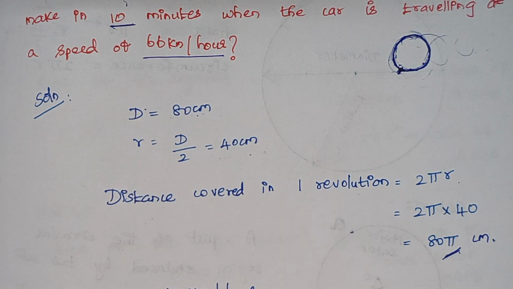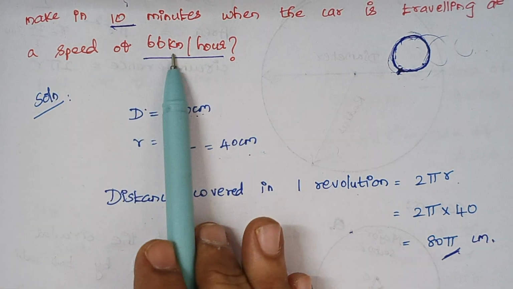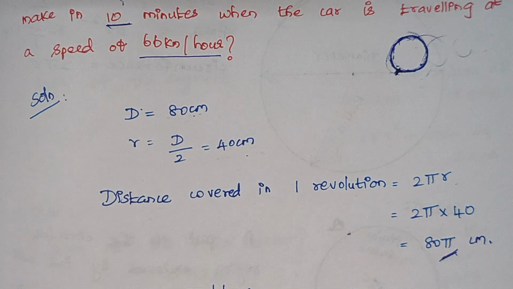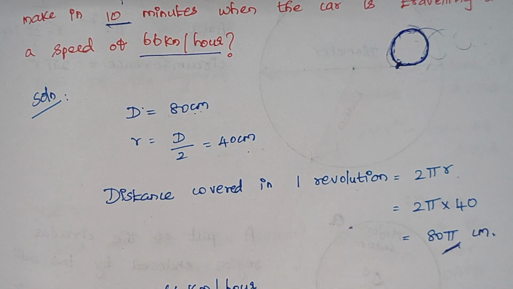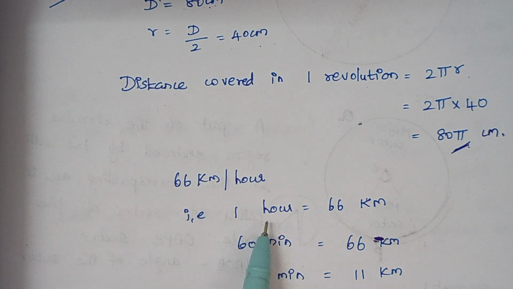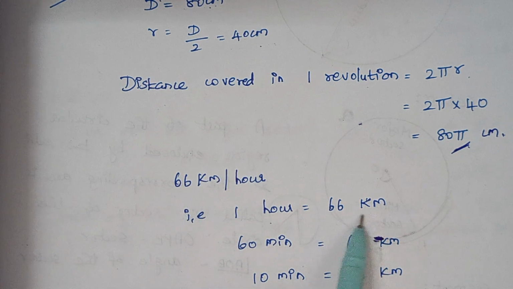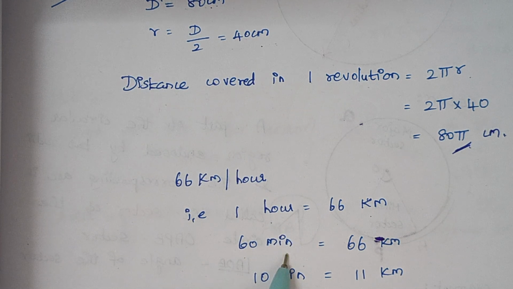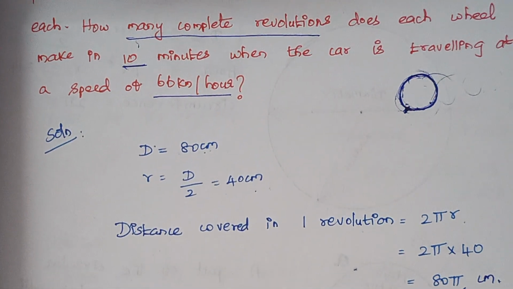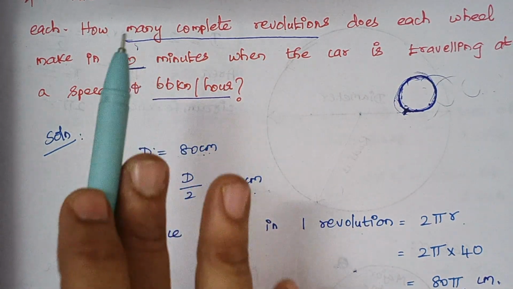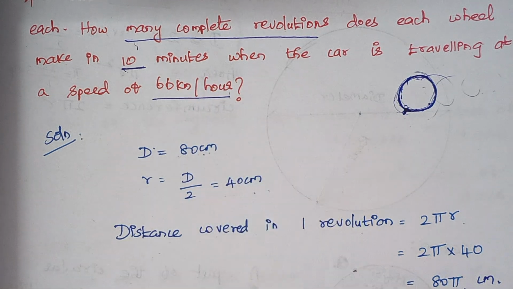Now the next thing given is 66 kilometer per hour. That is, for 1 hour it covers 66 kilometers. So what does it mean? For 1 hour the car covers a distance of 66 kilometers. So 1 hour is nothing but 60 minutes. Why are we transforming this to minutes? Because in the question we are asked to find the revolutions in 10 minutes, not in hours. That's the reason why we are converting hours to minutes.